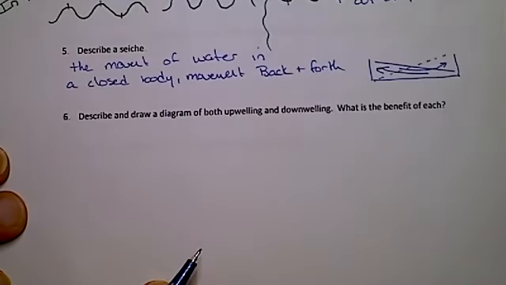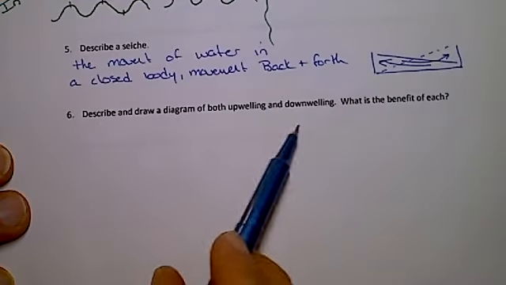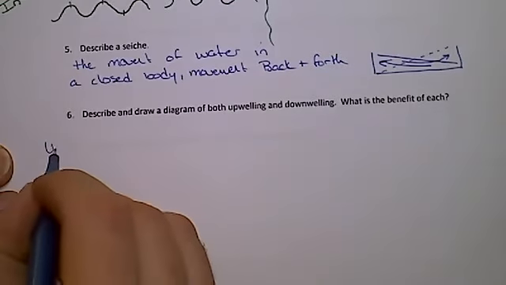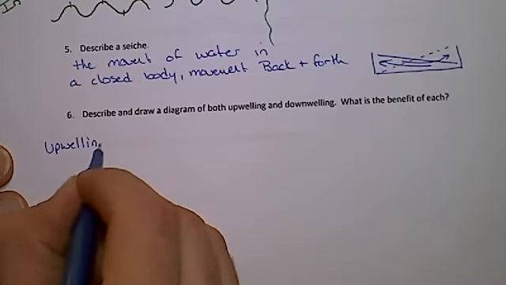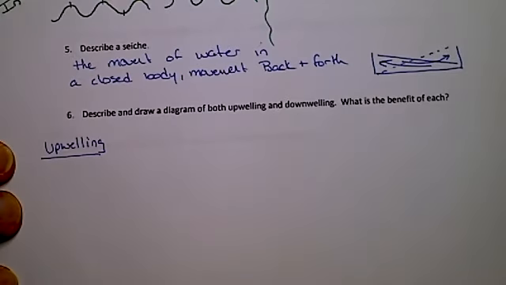All right, let's keep moving. For number 6, describe and draw a diagram of both an upwelling and a downwelling. What is the benefit of each? So let's show an upwelling here. With regard to an upwelling, we are going to have the water moving towards the shore, and as it moves towards the shore, it will actually pick up the deeper ocean water.